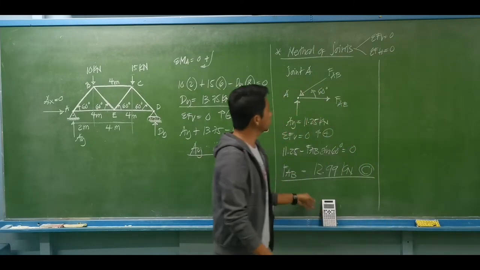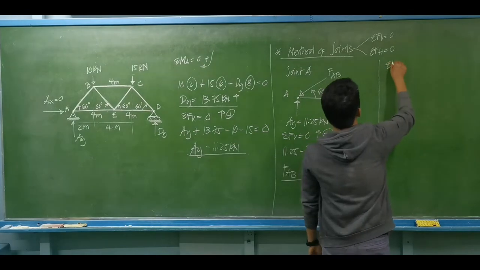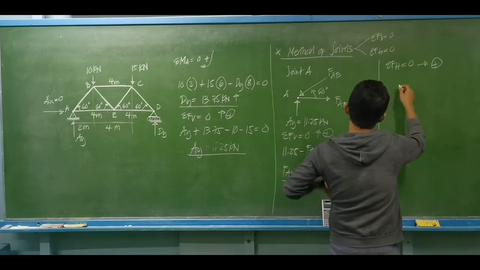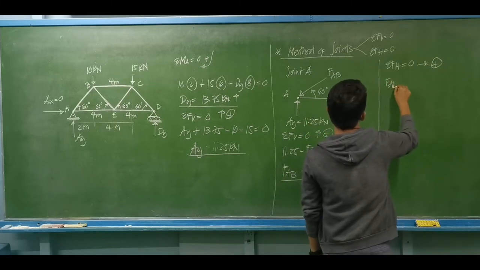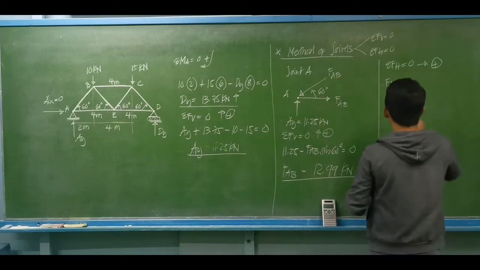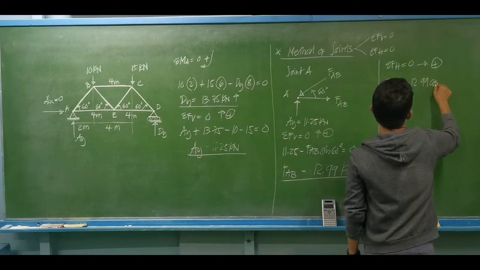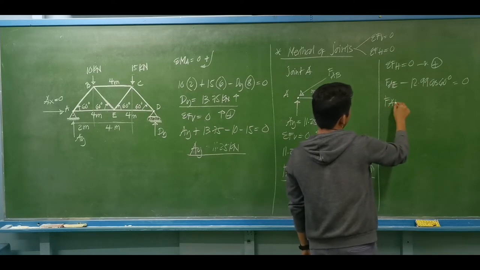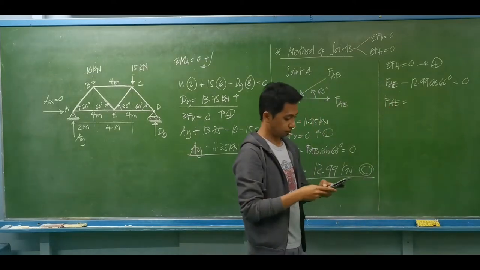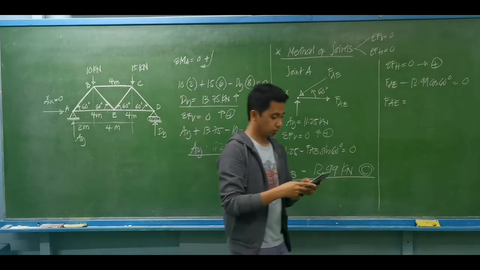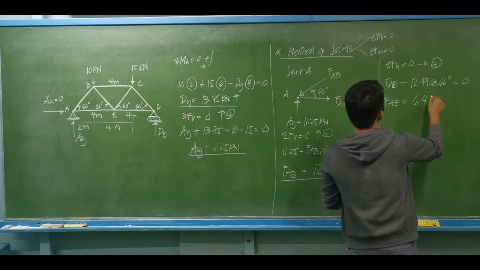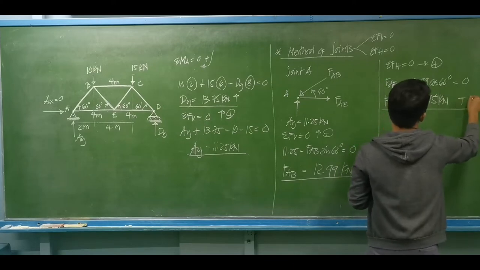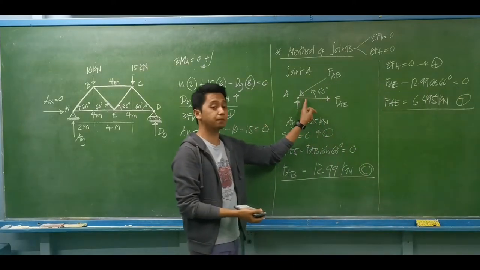Then again, still on joint A, we may now do summation of forces horizontal equal to zero, to the right forces to be positive. So that will be, okay, we have the axial force for member AE, this purely horizontal, minus AB, that is 12.99 cosine of 60 degrees, the horizontal component, equal to 0. So what will be the axial force for member AE? This is equal to 6.495 kilonewtons. It is tension, away from the joint.